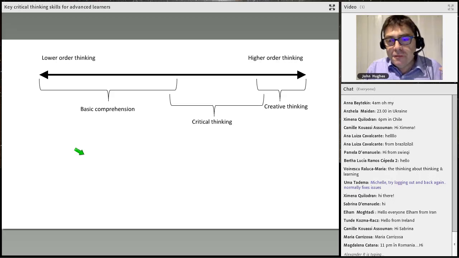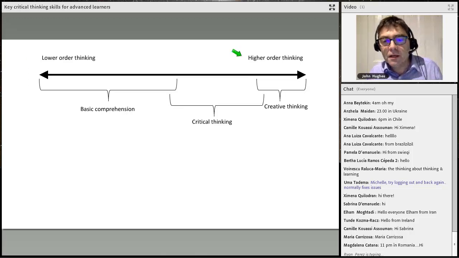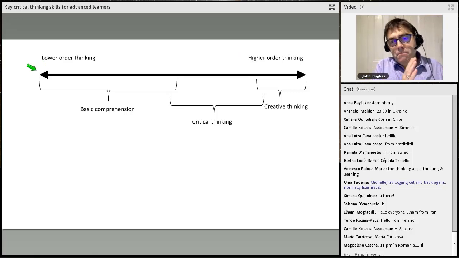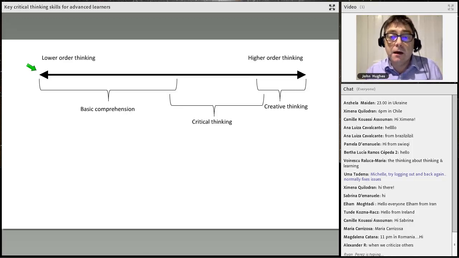When we talk about thinking, lots of you will be familiar with the idea that we talk about lower order thinking and we talk about higher order thinking. And we can talk about those as if they're on a kind of a scale. So you see my scale here. The idea is that we can move our students from thinking at one level and get them thinking at a higher level.